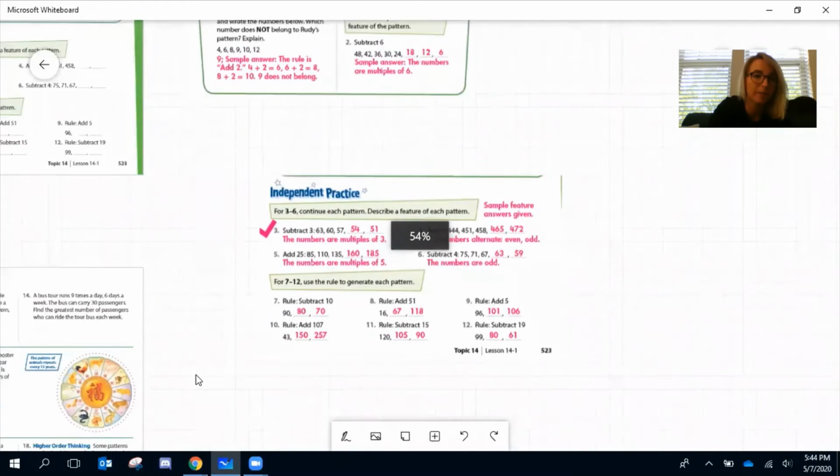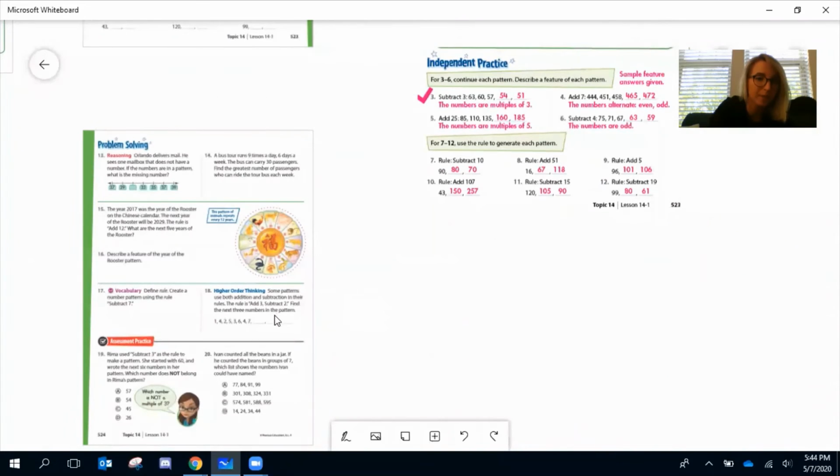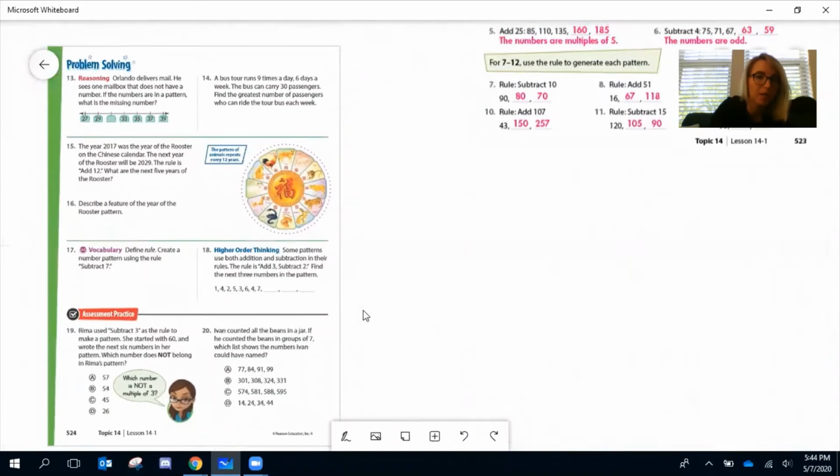So at this point, we're going to move to the back page, which is on page 524. So if you can complete numbers 13 through 20. So pause the video and complete those questions, and then we'll go over them together.